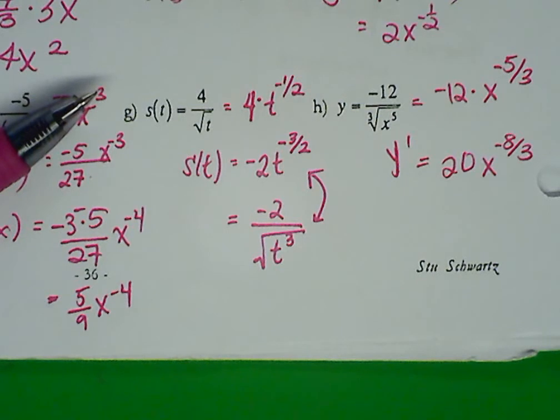Positive 20 times x to the negative 8/3. Yep. Because negative 12 times negative 5 over 3 is positive. Okay?